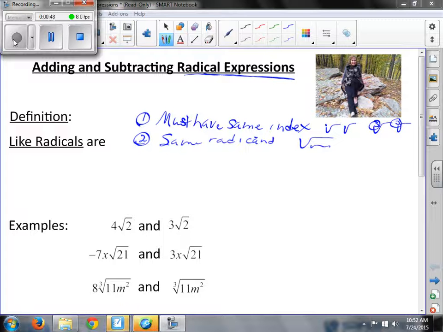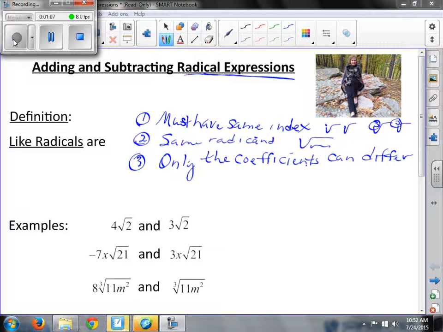The only thing that can differ is the coefficients. Only the coefficients can differ. All right, well, let's look at some examples and see some like radicals.